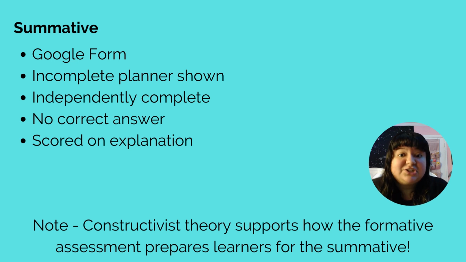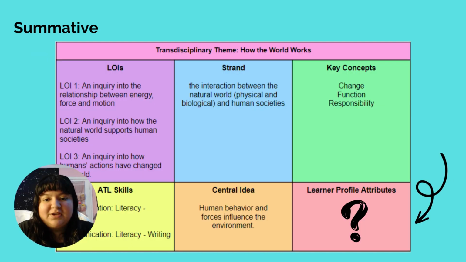Something important to note is that the constructivist theory supports how the formative assessment we just took mirrors the summative. This is setting up students, or learners in this case, for success because we have just shown them the expectation with immediate feedback. As you can see, this is the incomplete unit planner they will use for their summative. The learner profile attributes is also erased and highlighted. Something to note is that earlier during the formative assessment, learner profile attributes was also blank. This is so that teachers don't already have in their head what has been previously used for this unit, and they can independently think for themselves and show their mastery of the concepts.